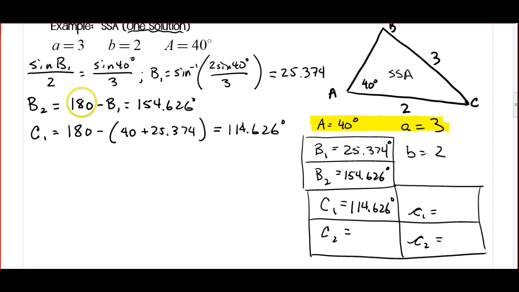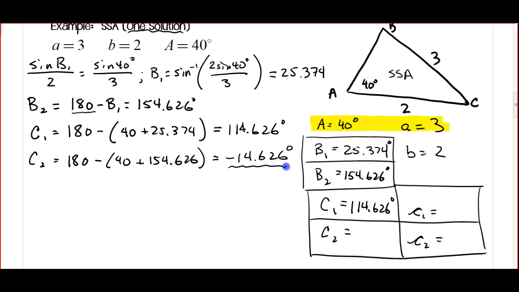And I can find the third angle in the second triangle, again because the three angles add up to 180. So keep in mind that this 180 here is different than these 180s here. This 180 is because B1 and B2 are supplementary. This 180 is because the three angles of a triangle add up to 180. So I have 180 minus angle A, which is 40, and B2, which is 154.626. Now, some of you may be seeing a problem here: I've got more than 180 in these parentheses, and if I plug this into the calculator, I end up with negative 14.626. We can't have a negative angle.